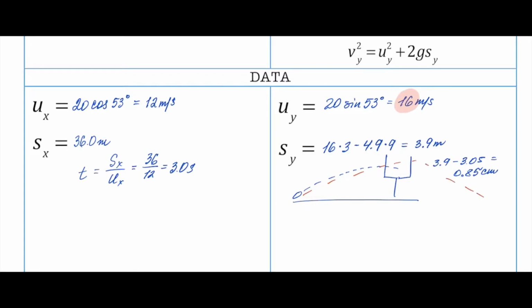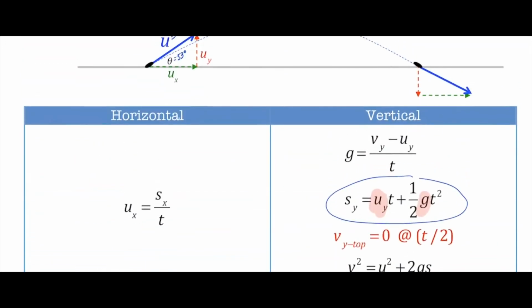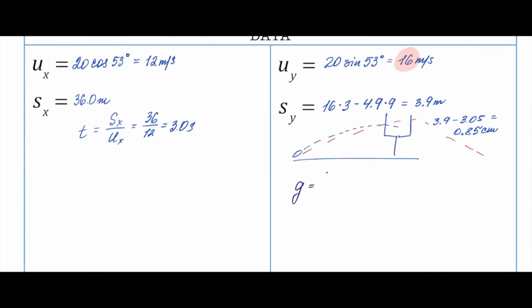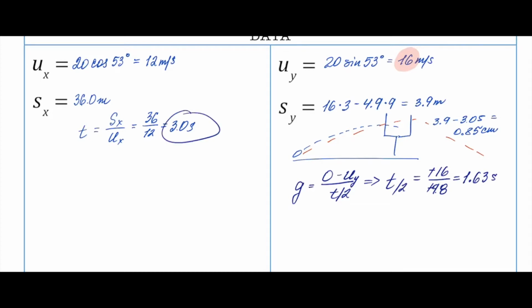Now we're back to our usual finding halftime. Finding halftime, as you remember, comes from this little formula here. G equals 0 minus UY over T. Therefore, T half is going to be negative 16 over negative 9.8. Cancel the negatives: 1.63 seconds. If halftime is 1.63 seconds, and the time that it took to get to the crossbar was 3 seconds, it's past the halftime. Therefore, it's on the way down.